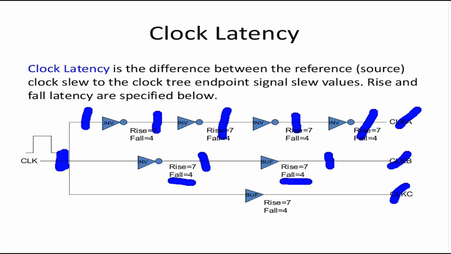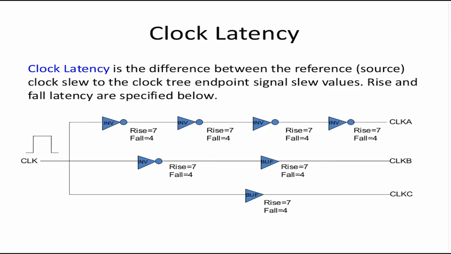So how do we calculate rise latency at CLKB? Let me clear the data first. Rise at CLKB means rise at this point, rise delay is 7, and rise at this point means fall at this point, fall is 4. 4 plus 7 is 11. So this way you can calculate latency. Latency is just the time it takes from the clock creation point to the point we are interested in.